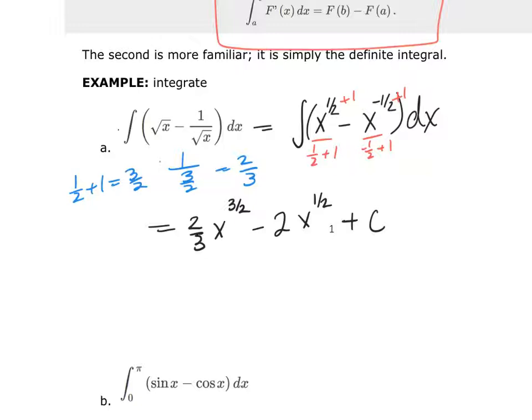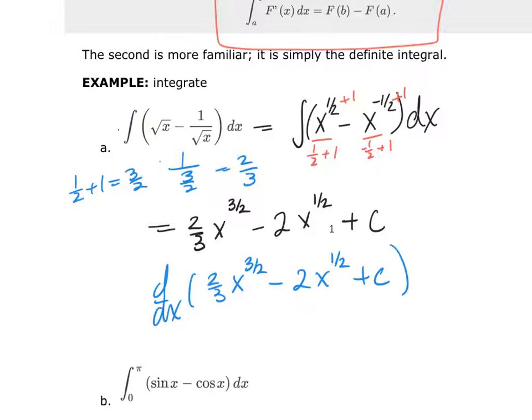What kind of questions do you have for me? Yes? Would it not be minus the negative 2? So let's do the derivative. The great thing about when we integrate is we can always do the derivative and see whether or not we get back to where we started. We can always undo it. So let's do d dx of 2/3 x raised to the 3 over 2 minus 2 x raised to the 1/2 plus c.